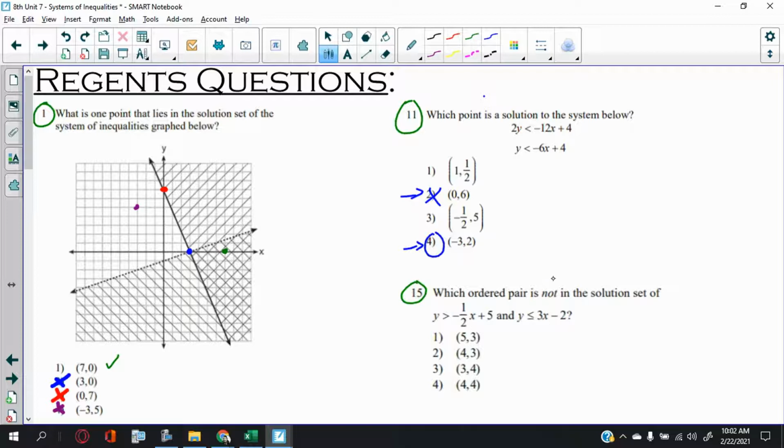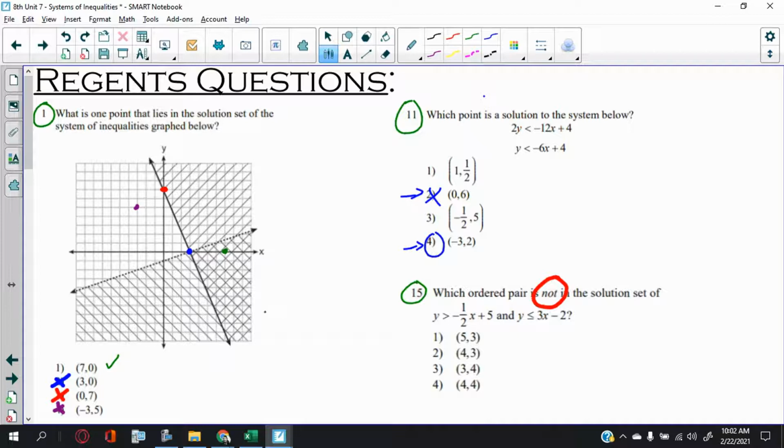Now, it says which one is not in the solution set. So you have to pay attention there. Not in the solution. Well, there's only one way. These are all whole numbers, so we just have to do it.